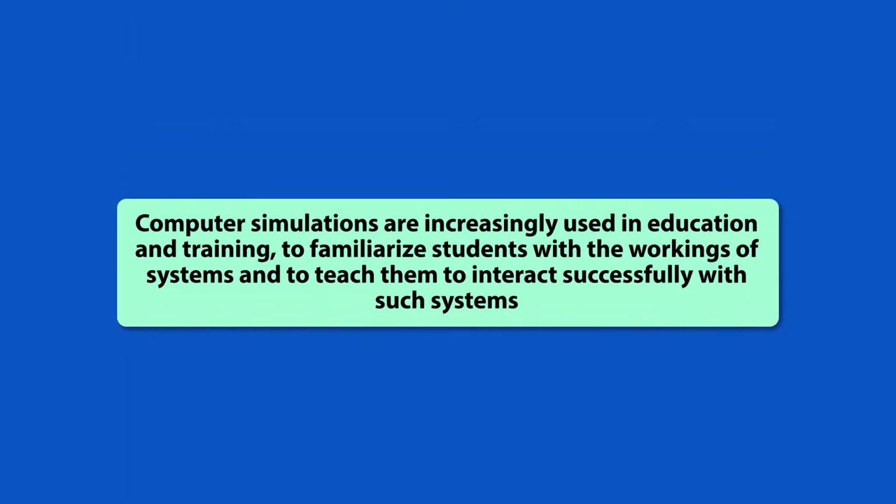For example, in the computational modeling of cognitive processes in psychology, in the computational modeling of artificial societies and social processes, in computational economic modeling and in strategic management and organizational studies. Computer simulations are increasingly used in education and training to familiarize students with the workings of systems and to teach them to interact successfully with such systems. We saw this even in the helicopter simulation. There, the complete training is based on the simulation activity.